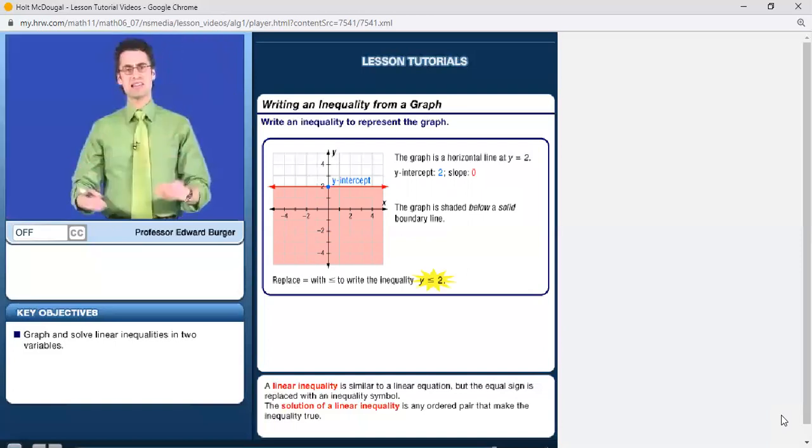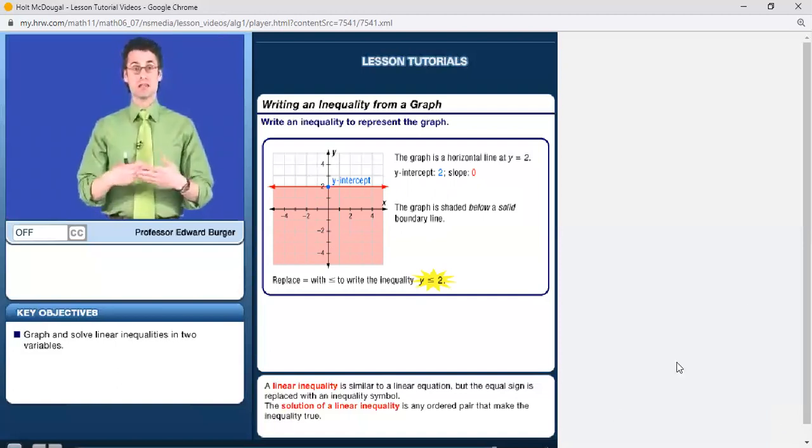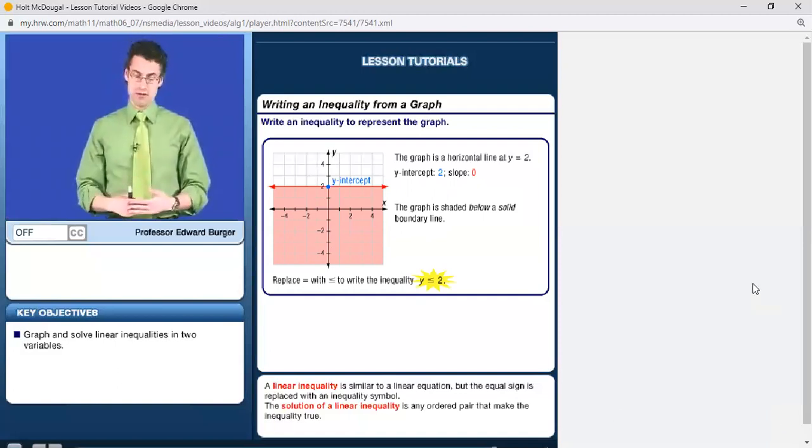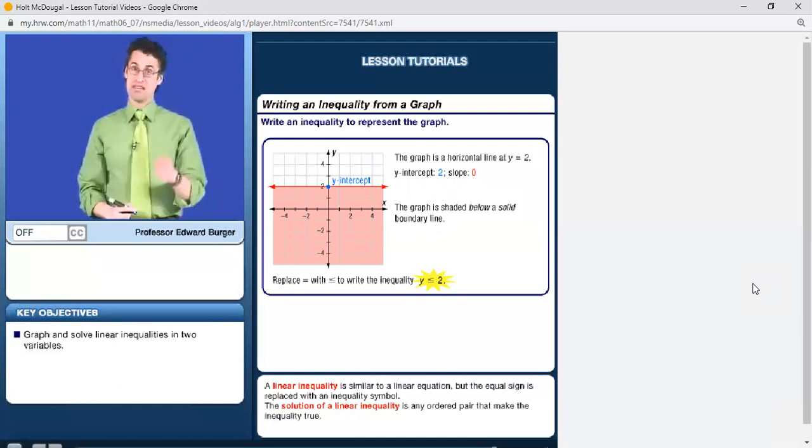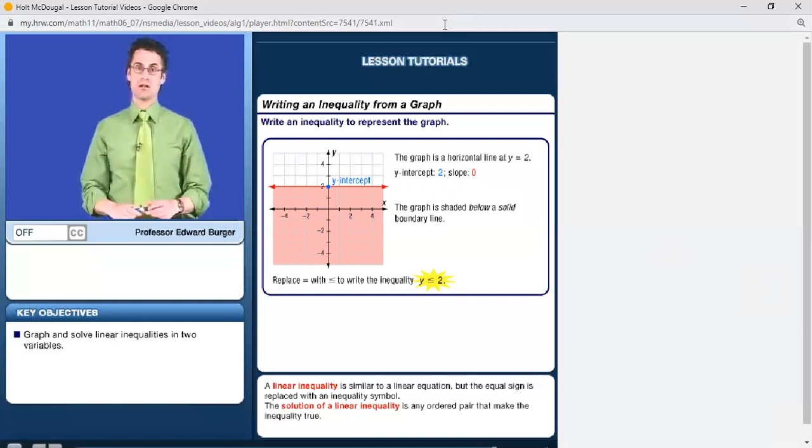Anyway, you get a sense that when you're looking at a linear inequality, what we're basically doing is chopping the plane in half and looking at either one side or the other side of the boundary line. We dash or solidify the boundary line depending upon whether we have a strict inequality or a less than or equal to, greater than or equal to.